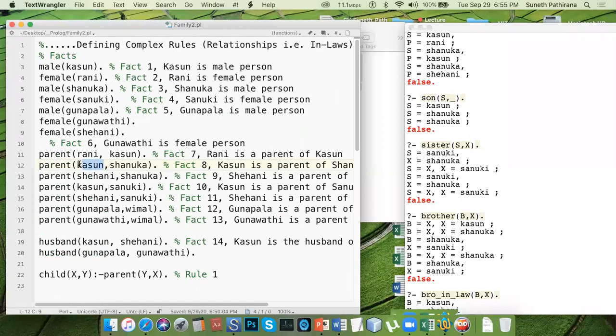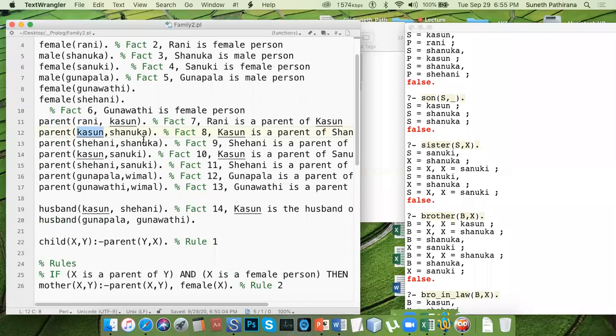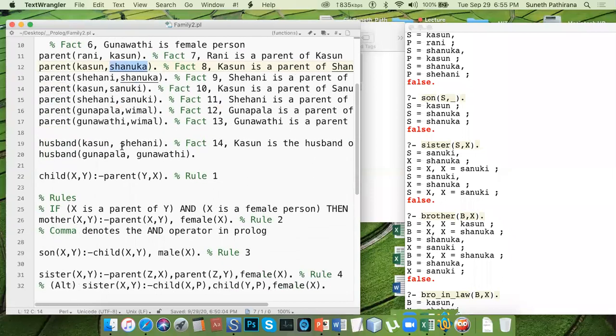Kasun's parent. Kasun is the parent of Shanuka. Where is this coming from? We had figured out the husband and wife relationship first of all: Kasun and Shehani are husband and wife. So there's a severe mistake. Kasun and Shehani are the married couple.